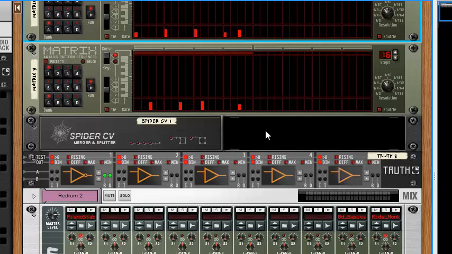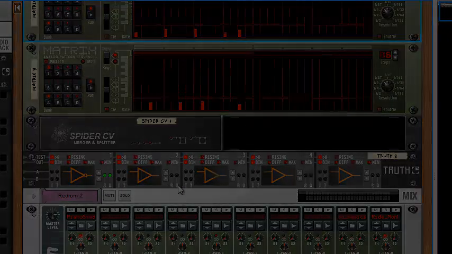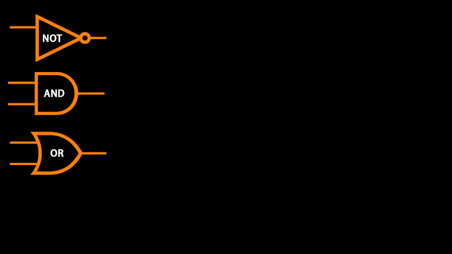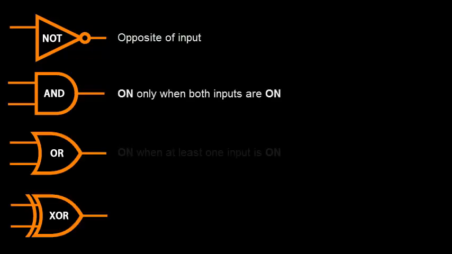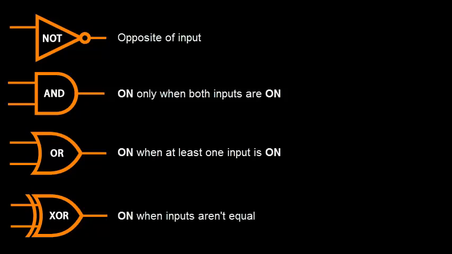One last note. Out of all the gates, there's actually only four that you need to remember: NOT, AND, OR, and XOR. The rest are simply their opposites. You'll find the details in the manual.